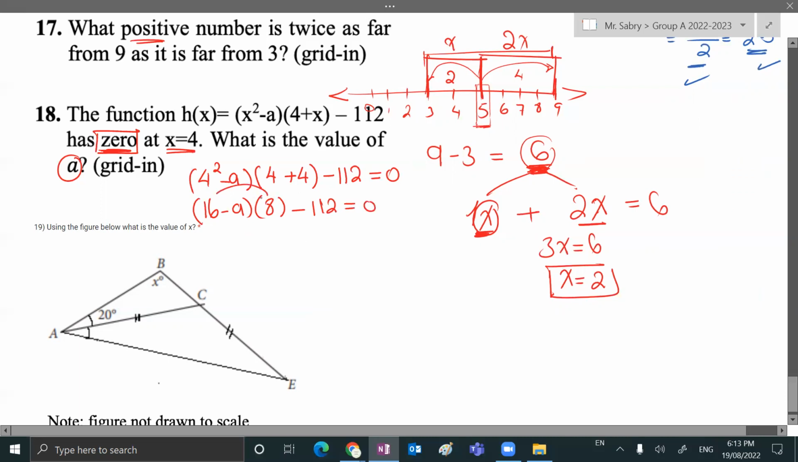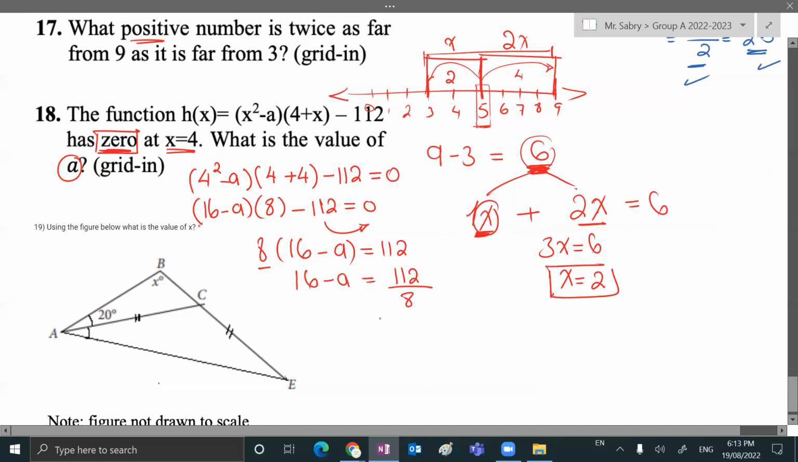Don't do 8 times 16, by the way. First move the negative 112 to the other side. So I'll have 16 minus a times 8 equals positive 112. Now move the 8 to the other side by division. So 16 minus a is equal to 112 divided by 8.